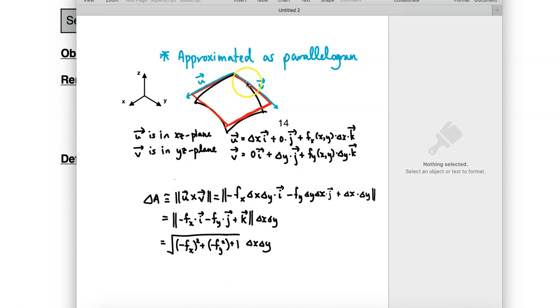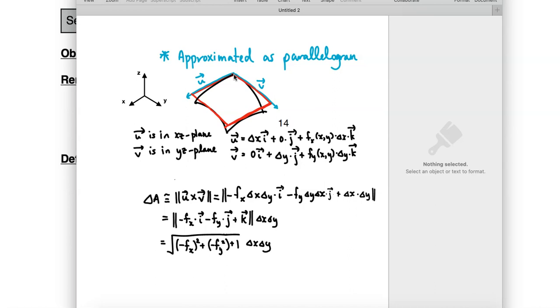The reason why v here is not exactly parallel to the y-axis, and the reason why u is not exactly parallel to the x-axis, is that they may still go up or down, right? If you go a certain amount of steps in the y direction, it might go up in the z direction, because u and v are tangent to the surface at the point here.